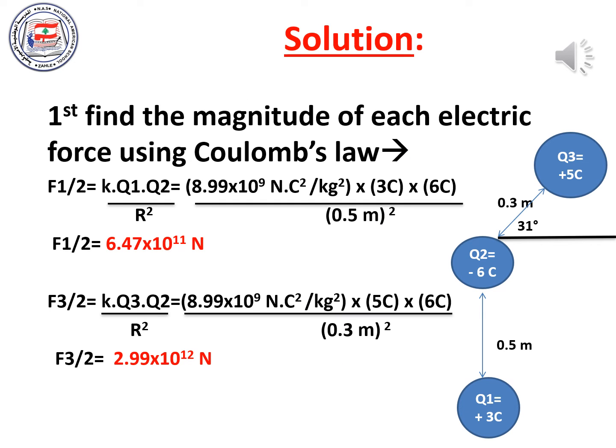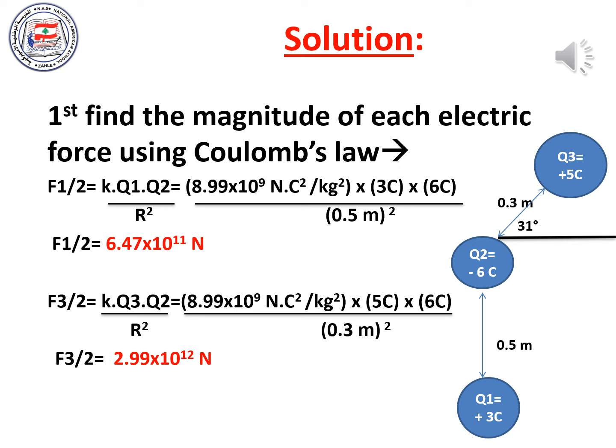In order to solve such a problem, first we need to find the magnitude of each electric force using Coulomb's law. So here, we need to find the total electric force acting on charge 2, so we need to find the magnitude of all the forces acting on charge 2. In this example, charge 3 exerts an electric force on charge 2, which is attractive because they are positive and negative charges. They are different charges. And charge 1 also exerts an attractive force on charge 2 because they are positive and negative.